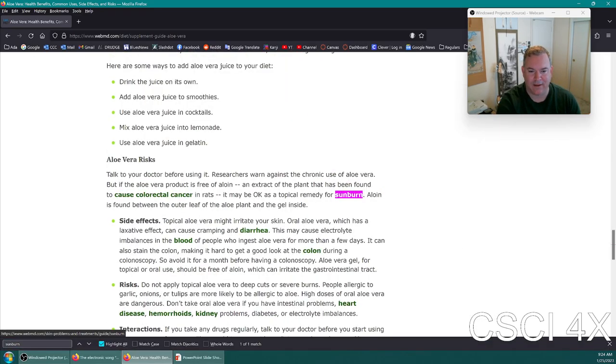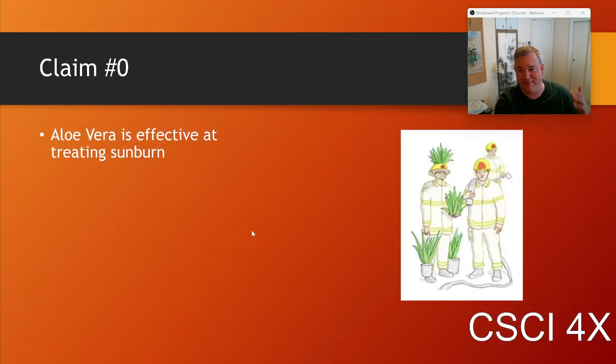It may be okay as a topical remedy for sunburn. Well, that's not very convincing. Claim there. Is that it for sunburn? Yeah, in our summary here on WebMD, it may be okay for sunburn. There you go, a very wishy-washy statement. So convincing. All right. The experiment was set up well, but the sample size isn't ideal to generalize to the population. Should we continue evaluating sources?